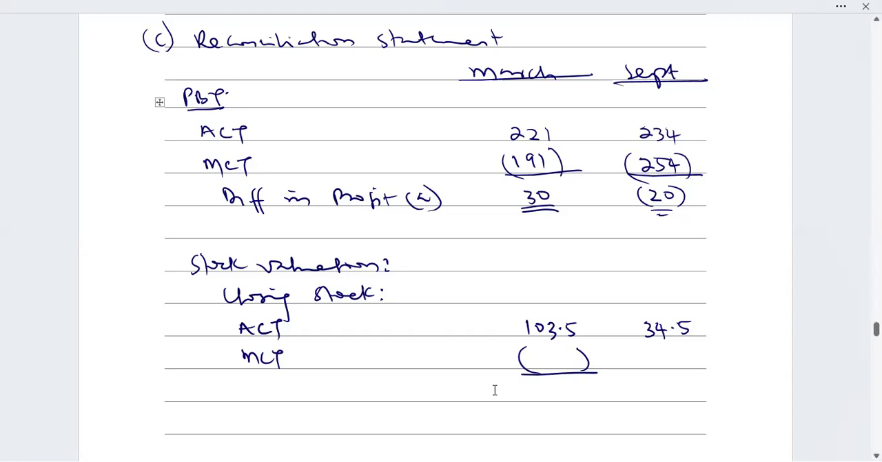Then for MCT, 73.5. So what's the difference? 103.5 minus 73.5. That's 30. So MCT in September, what do you have as closing stock? 34.5 and 24.5, a difference of 10. Okay, 10.